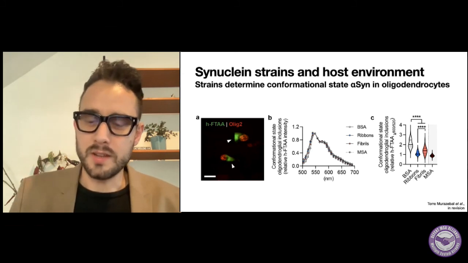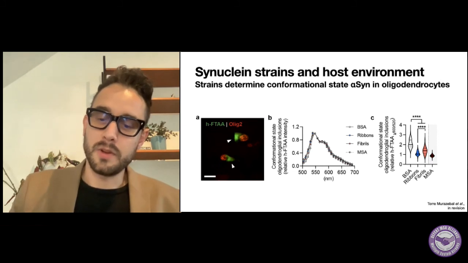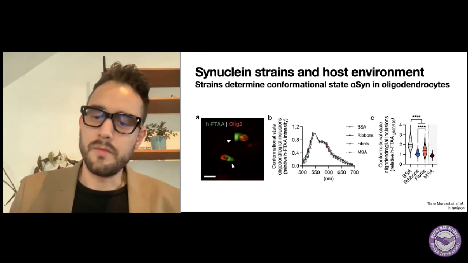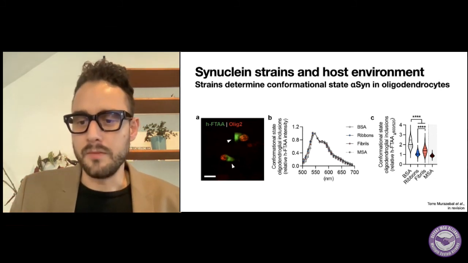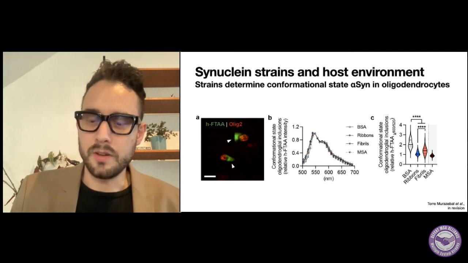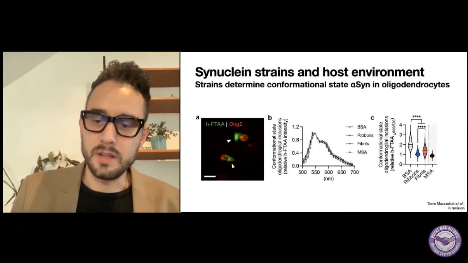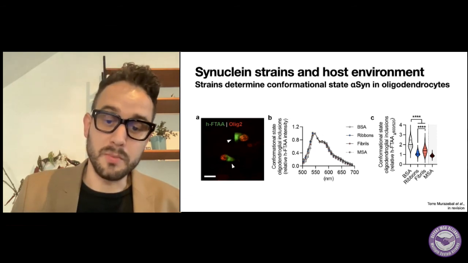Now, when we inject the fibrils or the ribbons, we can see that this, what we call a folding landscape of conformational states, is suddenly reduced, becomes narrower. And for instance, here in the case of the ribbons, you can actually see how suddenly it gets really close to the type of aggregates that we find in the brain of a person with multiple system atrophy.